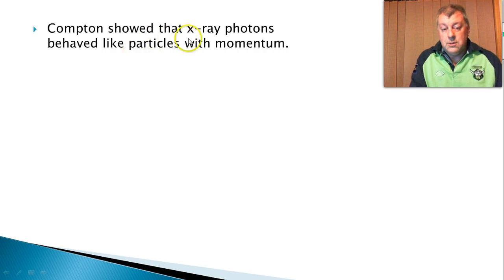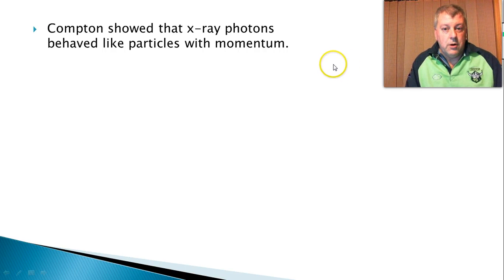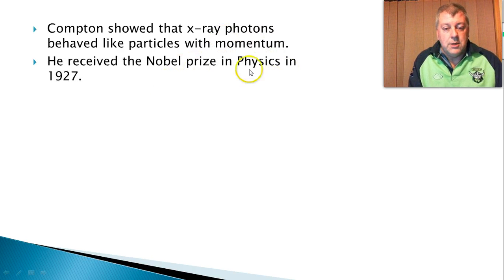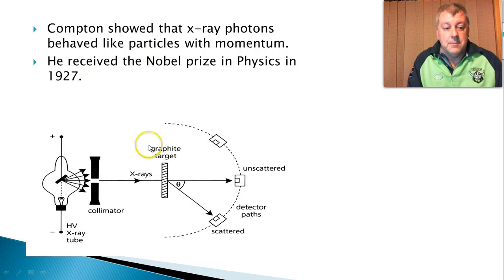So he showed that X-ray photons behave like particles with momentum. Effectively, it's collisions with a transfer of momentum. Now that's a major thing, because photons weren't thought of as being particles. Momentum is very much a particle property, whereas photons were thought of at the time, or previously, as effectively waves. But now they were behaving like particles. And he received the Nobel Prize in Physics in 1927 for that.